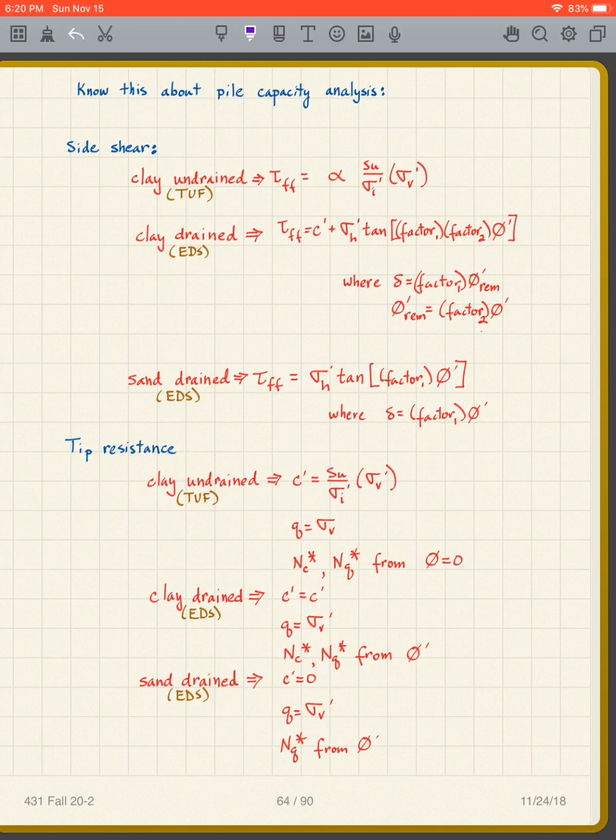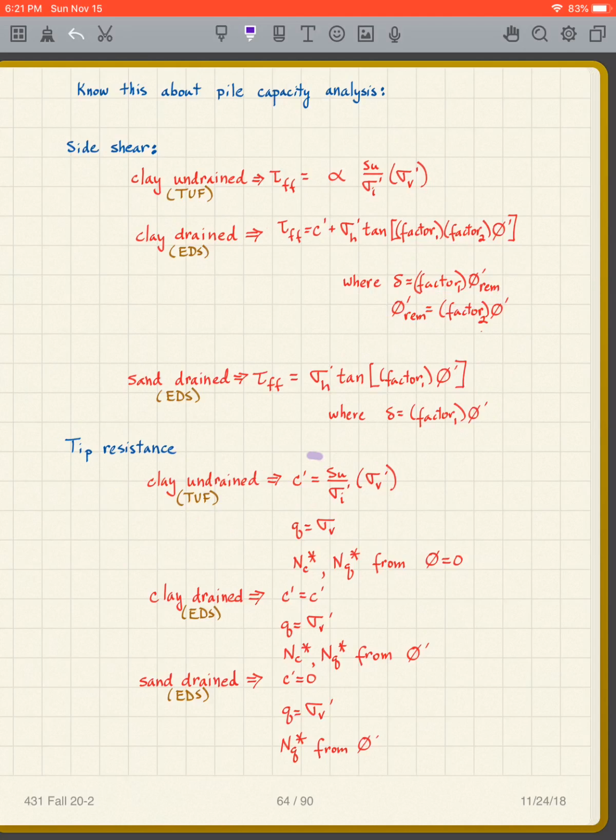So there's my calculation of SU, basically, for the tip resistance. Now, we don't have to do any of this phi prime remolded, and we don't have to do the delta. Why? Because we're talking about the tip, which is below the pile. We haven't exactly remolded the soil below the tip, whereas we have remolded the side. In a sense, there's damage to the stuff below the pile tip, but not as much. And so, we're just going to go with SU over sigma prime I times sigma prime V.